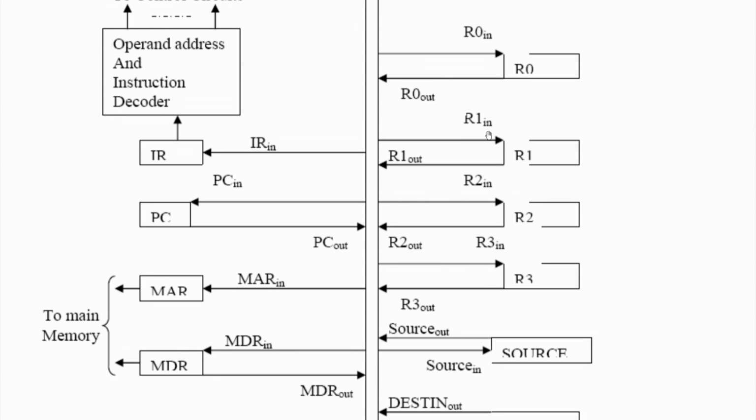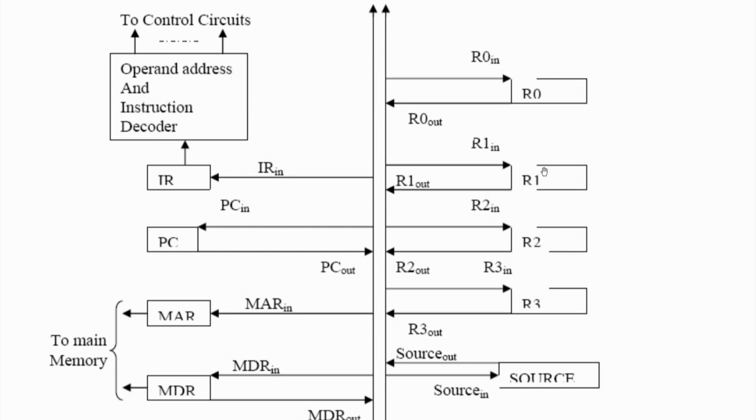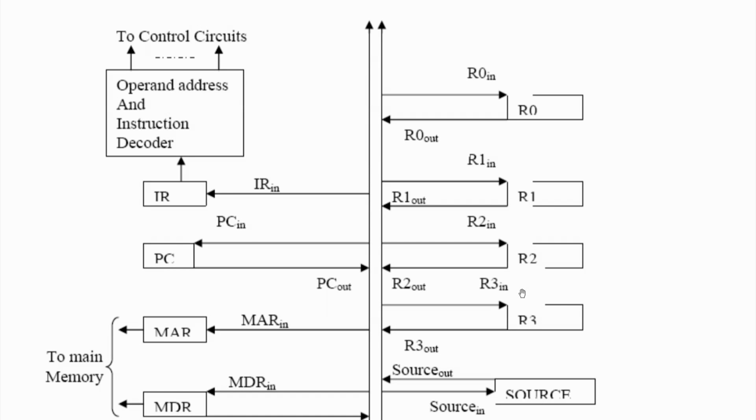What is the assumption here? We assume that there are 4 temporary registers R0, R1, R2, R3. So, the signals are in and out for each, so 4 registers and in and outs. Just remember how many signals there are: 8 signals. Then there are 3 system registers which a user cannot use, and they are used for some system storage: 1, 2, 3. That is temp, destination and source. So, how many registers in total? 1, 2, 3, 4, 5, 6, 7, and for each register you have an input and output port. So, it is 7 into 2, 14 signals. Just keep it in mind.